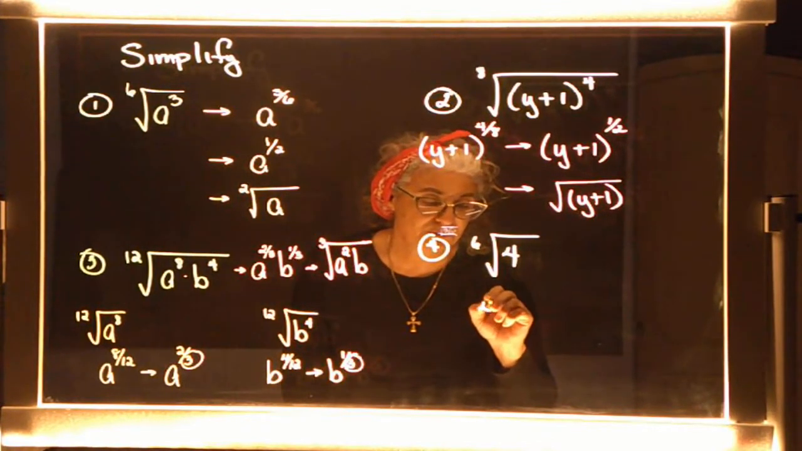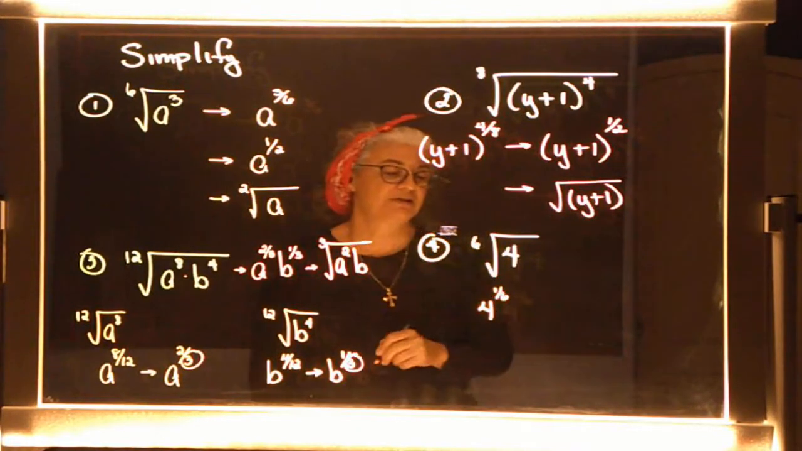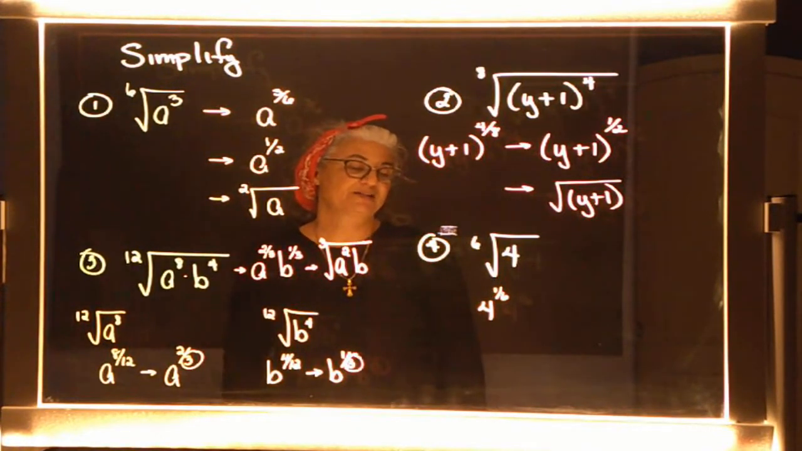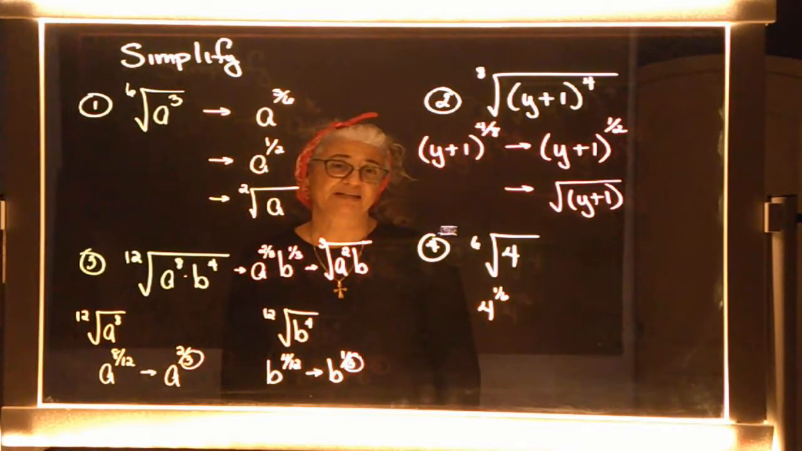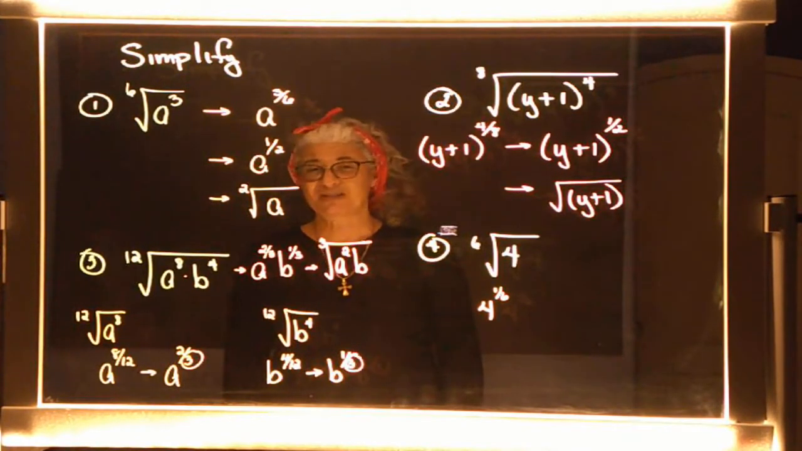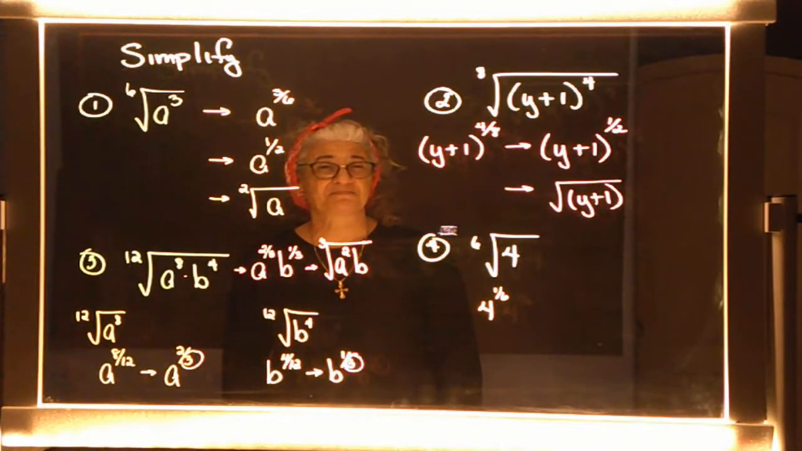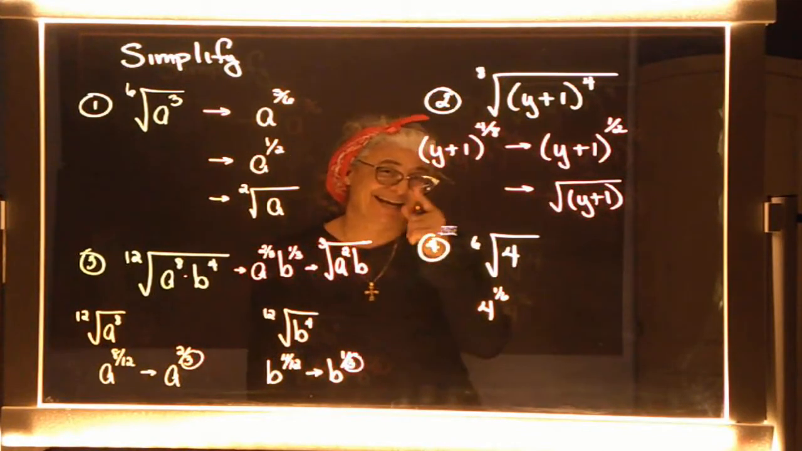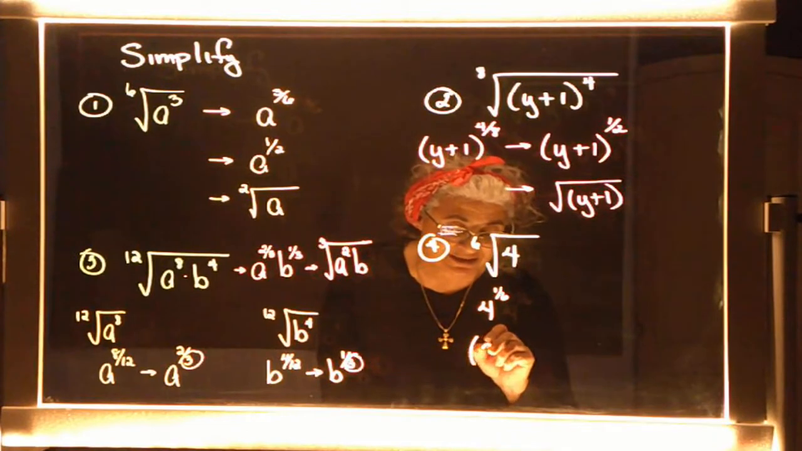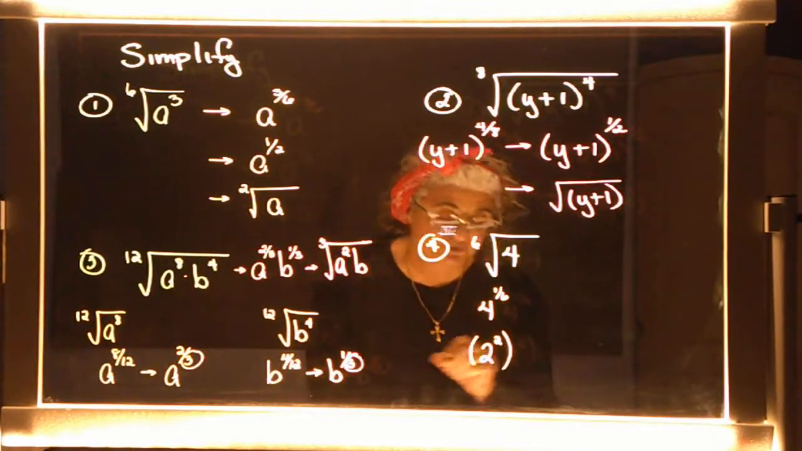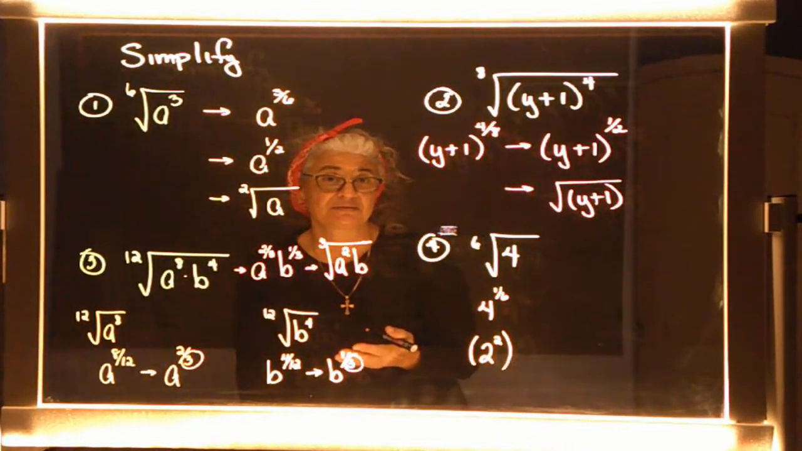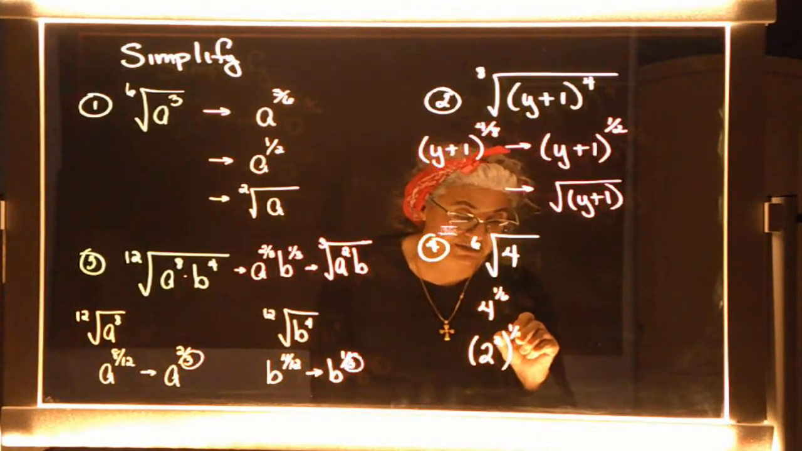So, this looks like 4 to the 1/6 power. And you're like, well, I can't simplify that exponent. I agree you can't simplify that exponent. But you know, 4 is not a prime number, is it? 4 can actually be rewritten as 2 to the power of 2. Isn't that 4? And that's still to the power of 1/6.